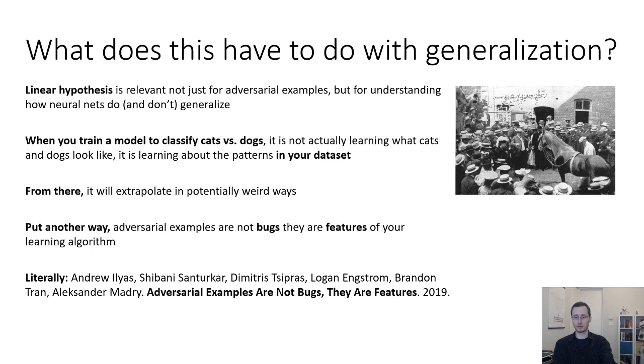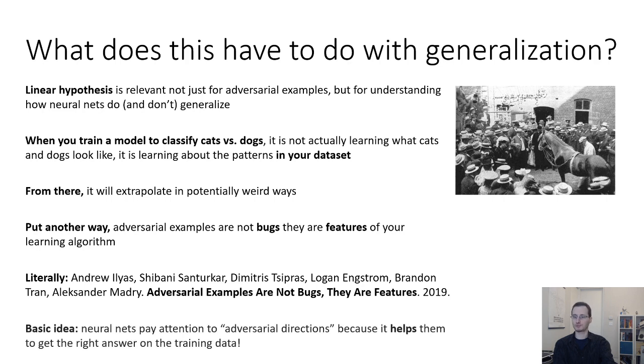In fact, this might literally be true. There's a very nice paper by Andrew Ilyas et al. called Adversarial Examples Are Not Bugs, They Are Features, that basically argues this hypothesis. The basic idea here is that maybe neural nets pay attention to these adversarial directions because it actually helps them get the right answer on the training data. And it's not overfitting. It's actually the right thing to do to get the right answer, to basically answer the question that you were posing for them. And it just happens to make them vulnerable to these adversarial attacks.